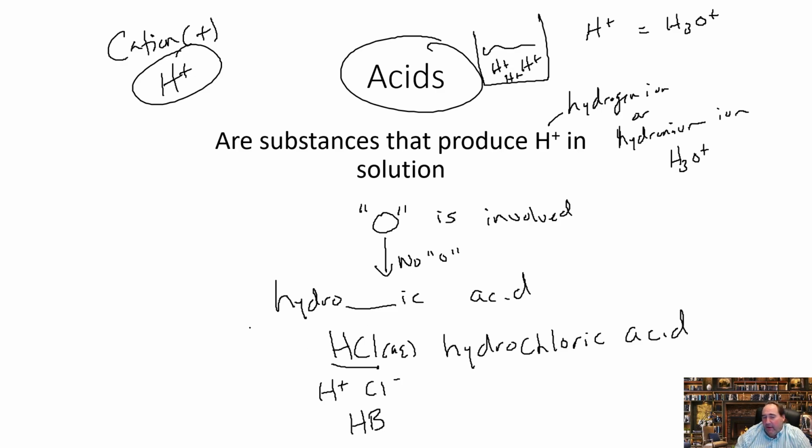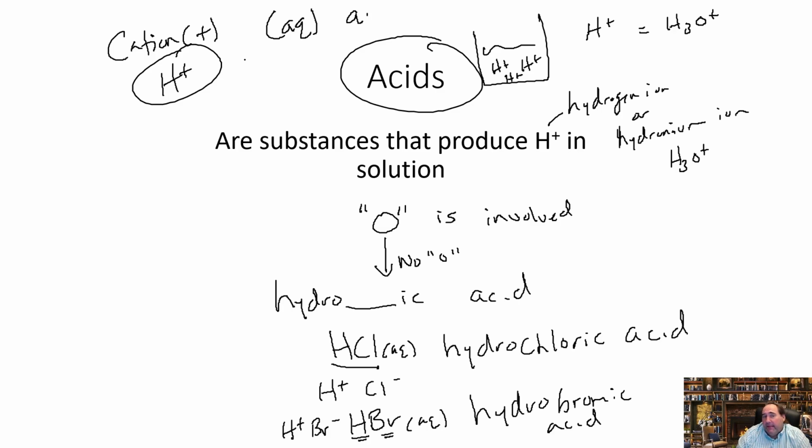You had HBr. Once again, no oxygen. So that would be hydrobromic acid. This would also be H+ and Br-, basically, are the two ions that are present. Now, why am I writing this AQ next to it? AQ means aqueous. It basically means a water environment, and all acids are pretty much solutions, which are aqueous. And so that's how you know really it's an acid.